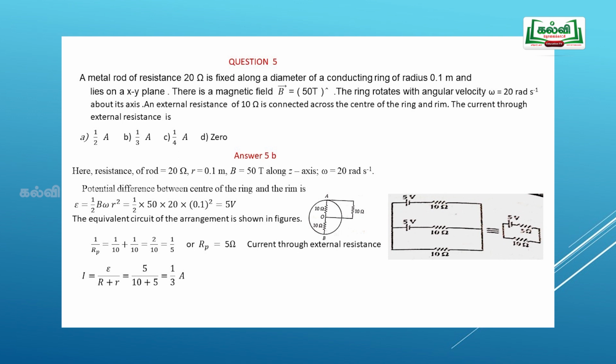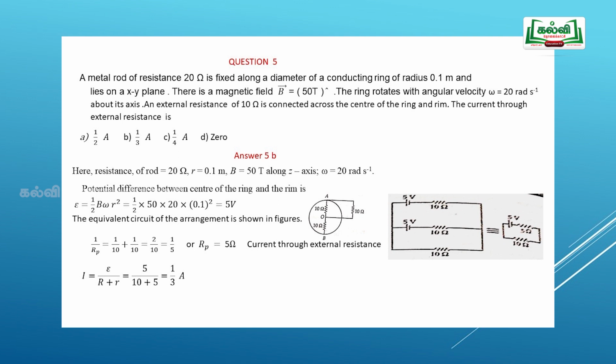So, between A and O you have 5 volt and also a resistance of 10 ohm. So, I have to draw now a 5 volt and a 10 ohm. Again another 5 volt and a 10 ohm. Here there is an external resistance of 10 ohm, which is also given in the problem. An external resistance of 10 ohm is connected across the center of the ring and the rim. Center and the rim. Between these two, this point and this point, an external resistance of 10 ohm is connected. Right. Now, is the battery 5 volt with a resistance 10 ohm. 5 volt connected to a 10 ohm.